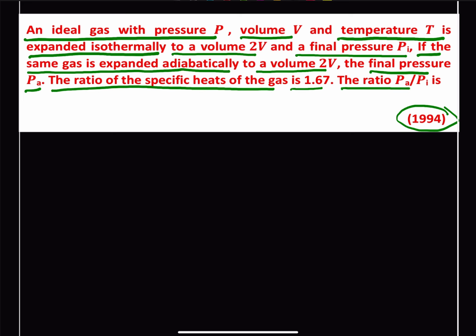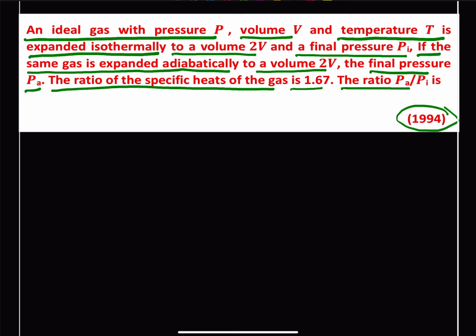So in this case, we are given that the same gas is expanded using 2 processes. One is isothermal, and the final volume is the same for both cases, 2V, and the pressures are called Pi, where I stands for isothermal, and Pa, where A stands for adiabatic, and we have to find out their ratio.